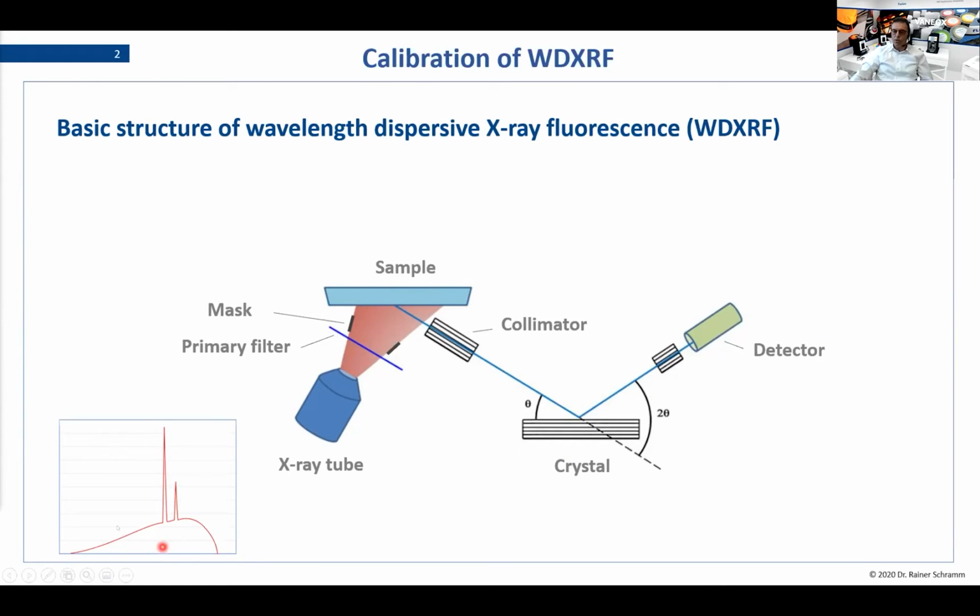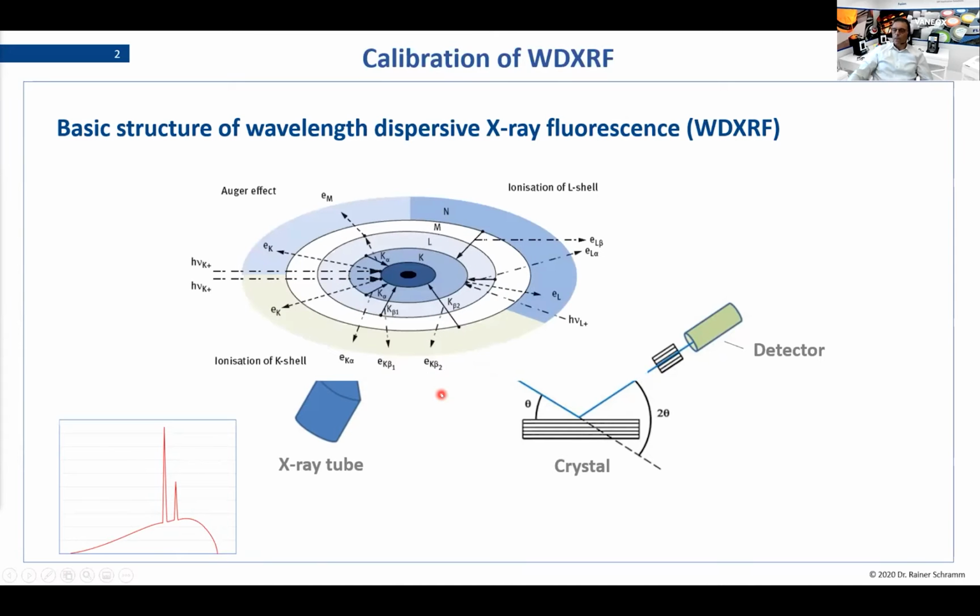Of course, the X-ray tube comes itself with a spectrum of X-rays, and this is characteristic for the tube. If it's, for example, a rhodium tube, you see here also the characteristic radiation. And then this radiation is going to the sample. And at the sample, X-ray fluorescence should be created. This is what we like to have.